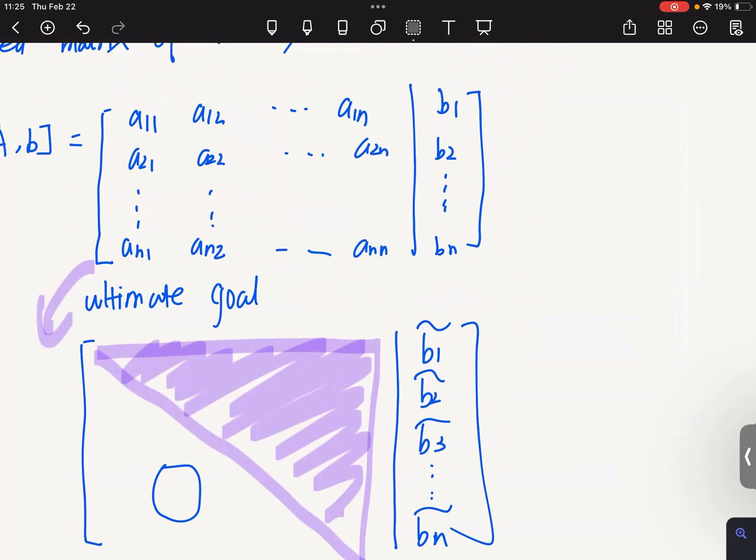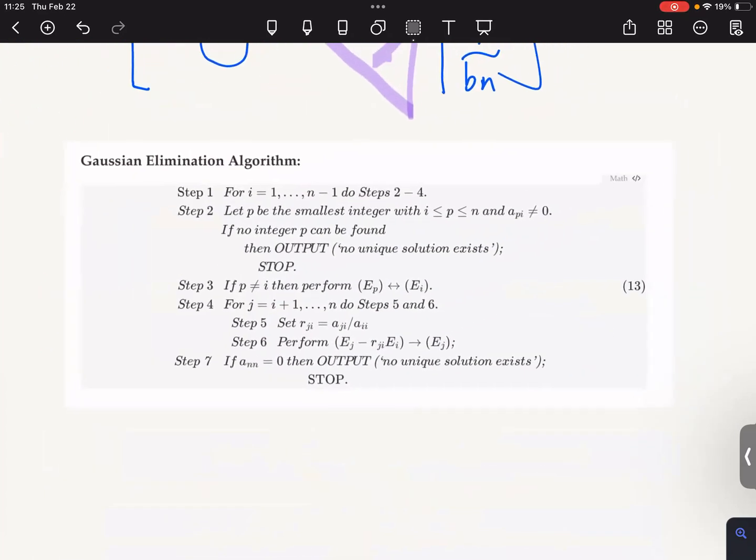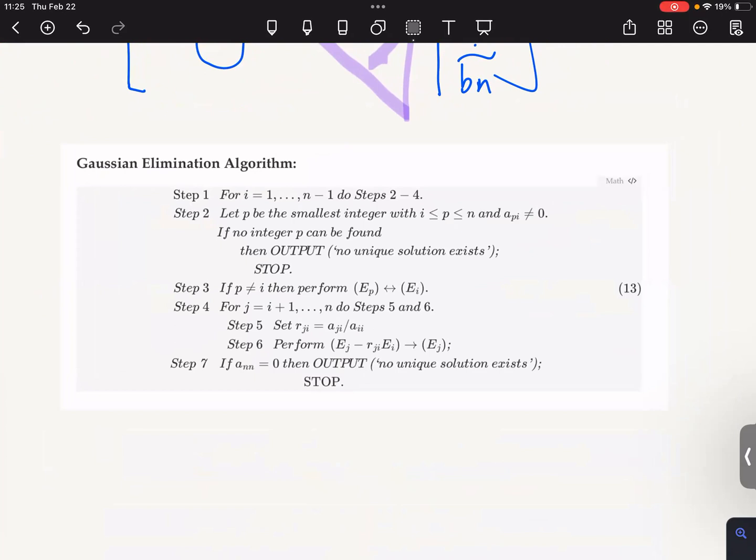So the i index goes from 1 to n minus 1, not n, because a_nn is just the element on the diagonal. We don't need to eliminate it. So for each i, we go through step 2 to step 4, which is just the elimination process. You want to get the 0 out for that column below the diagonal.